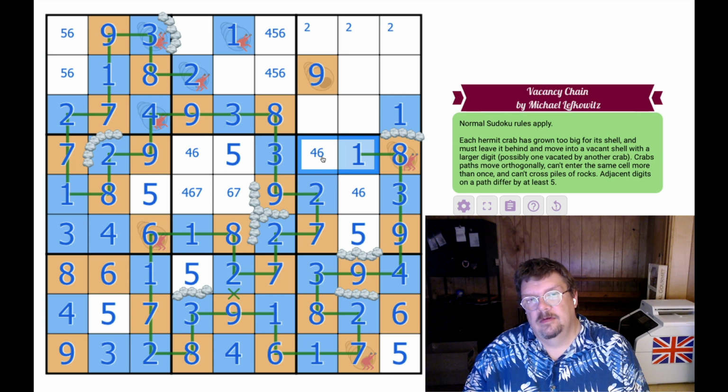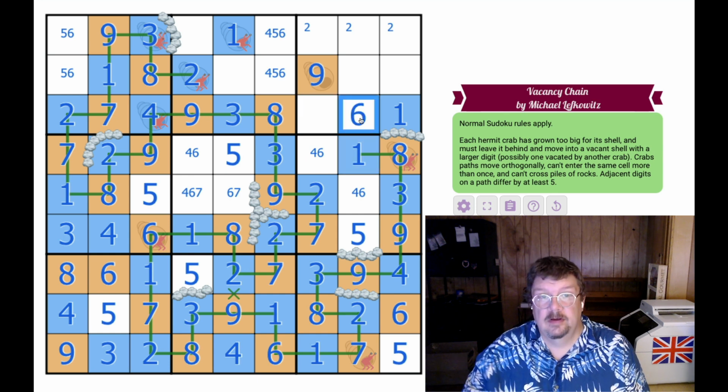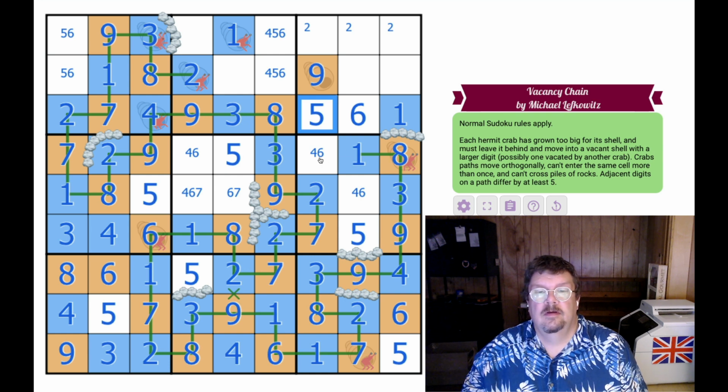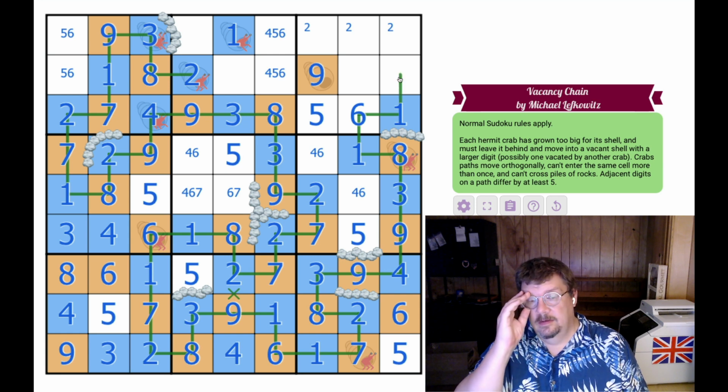This can't go left because then it would have to go up, and I've run out of 1s. In fact, this is a 5-6 pair. Yeah, that has to go up. That's got to be a 6. 6 and 5. And my path goes up. I have to go to a 1 after a 6. Go up there.